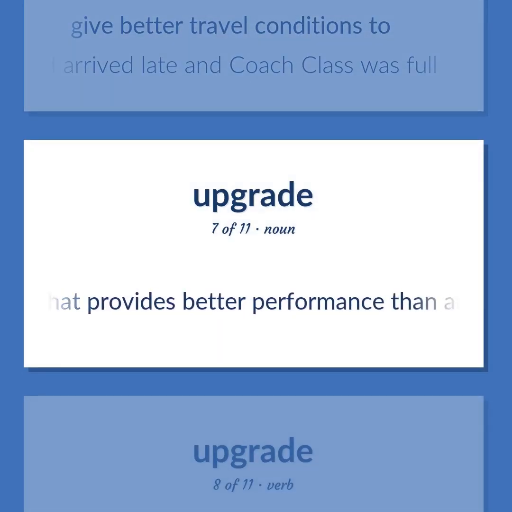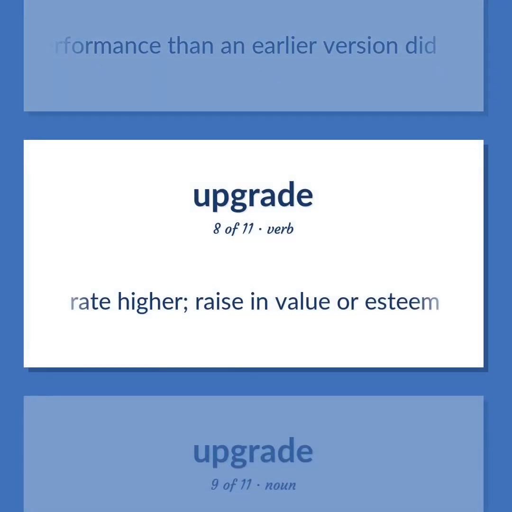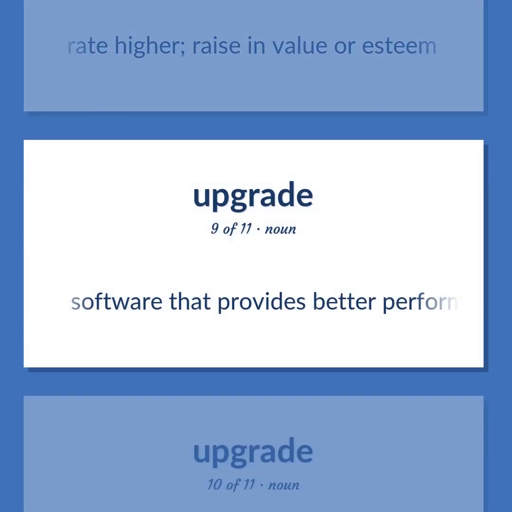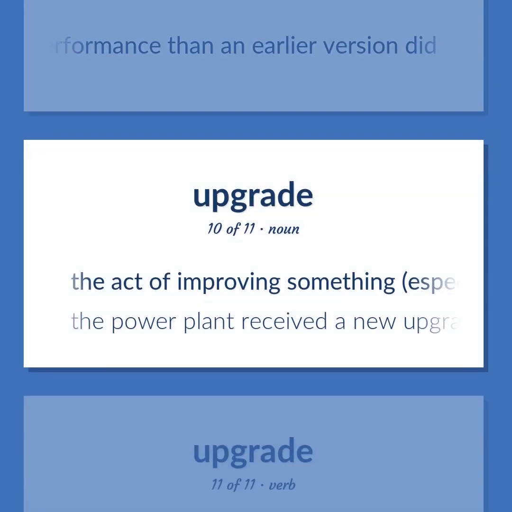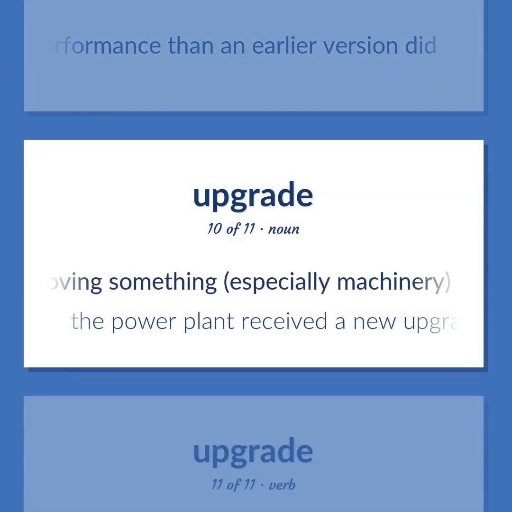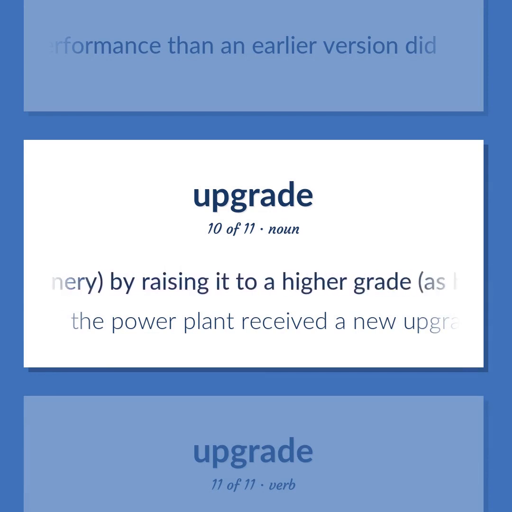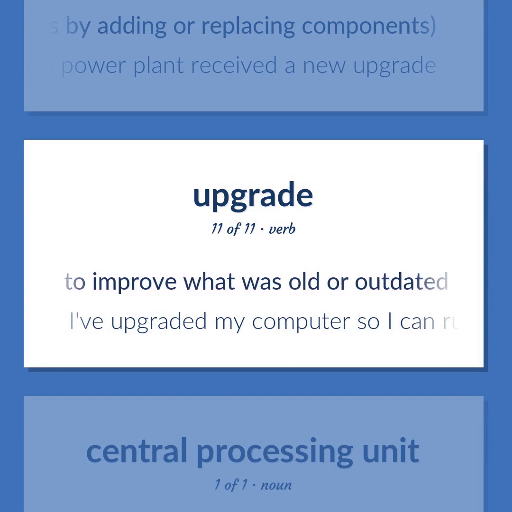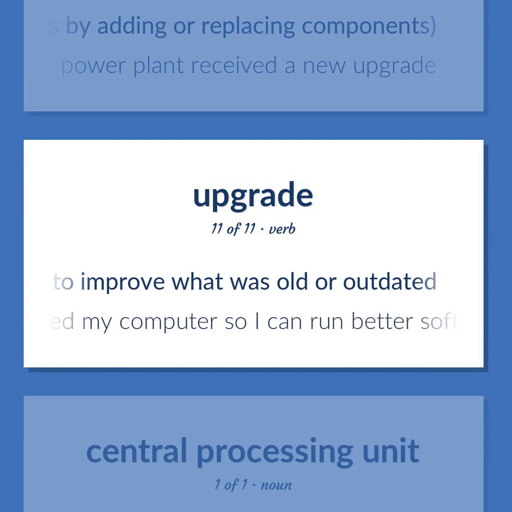Hardware that provides better performance than an earlier version did. Rate higher. Raise in value or esteem. Software that provides better performance than an earlier version did. The act of improving something, especially machinery, by raising it to a higher grade, as by adding or replacing components. The power plant received a new upgrade. To improve what was old or outdated. I've upgraded my computer so I can run better software.